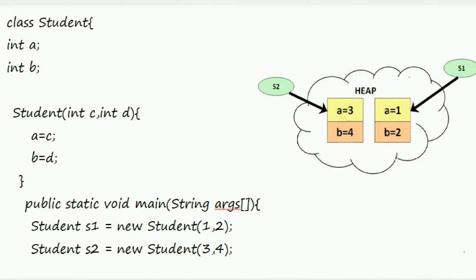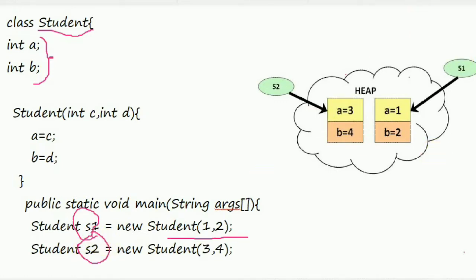Okay friends, consider this example. We have a class Student. Inside the class Student, there are two variables, A and B. And inside the main method, we are creating two objects, one with the reference variable S1 and the other with the reference variable S2.